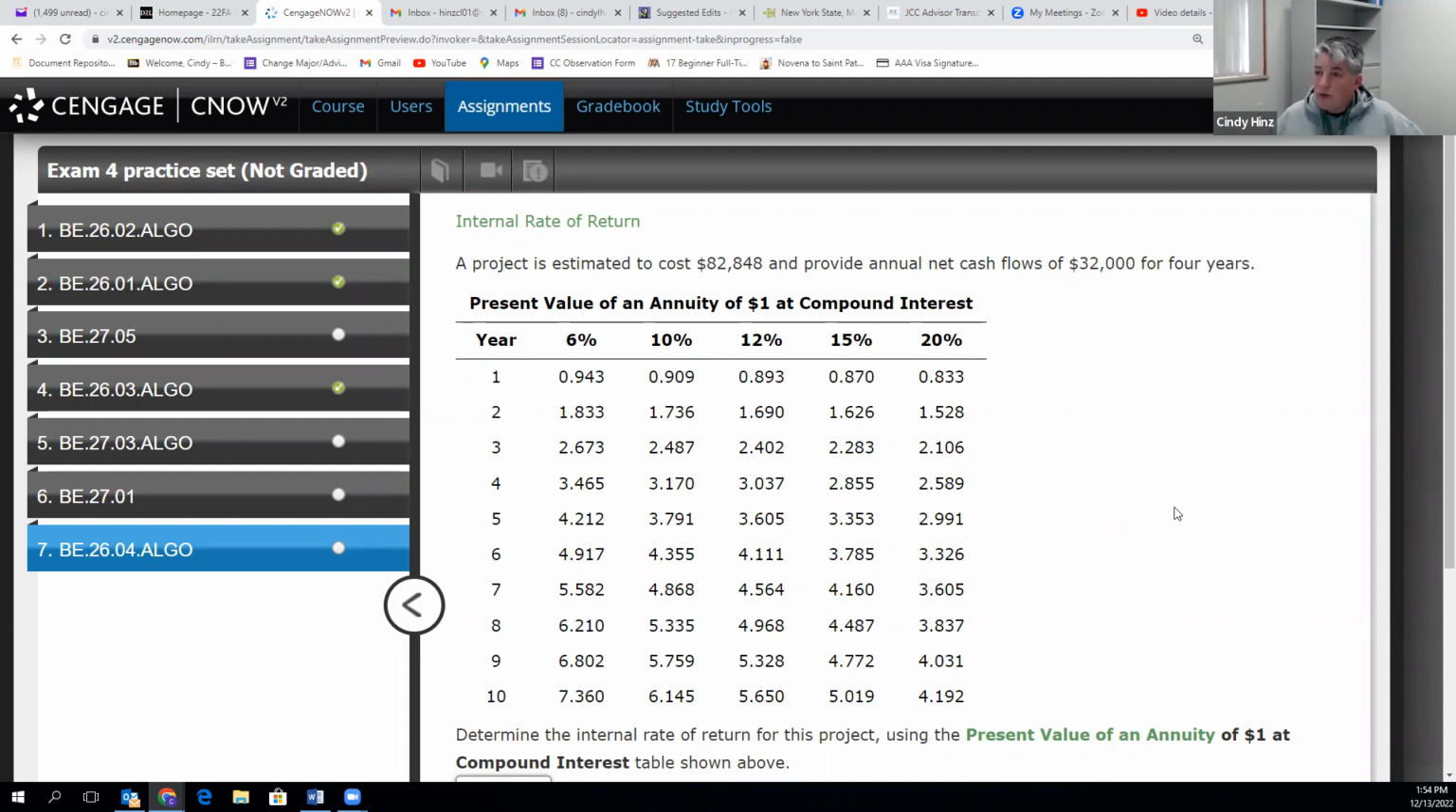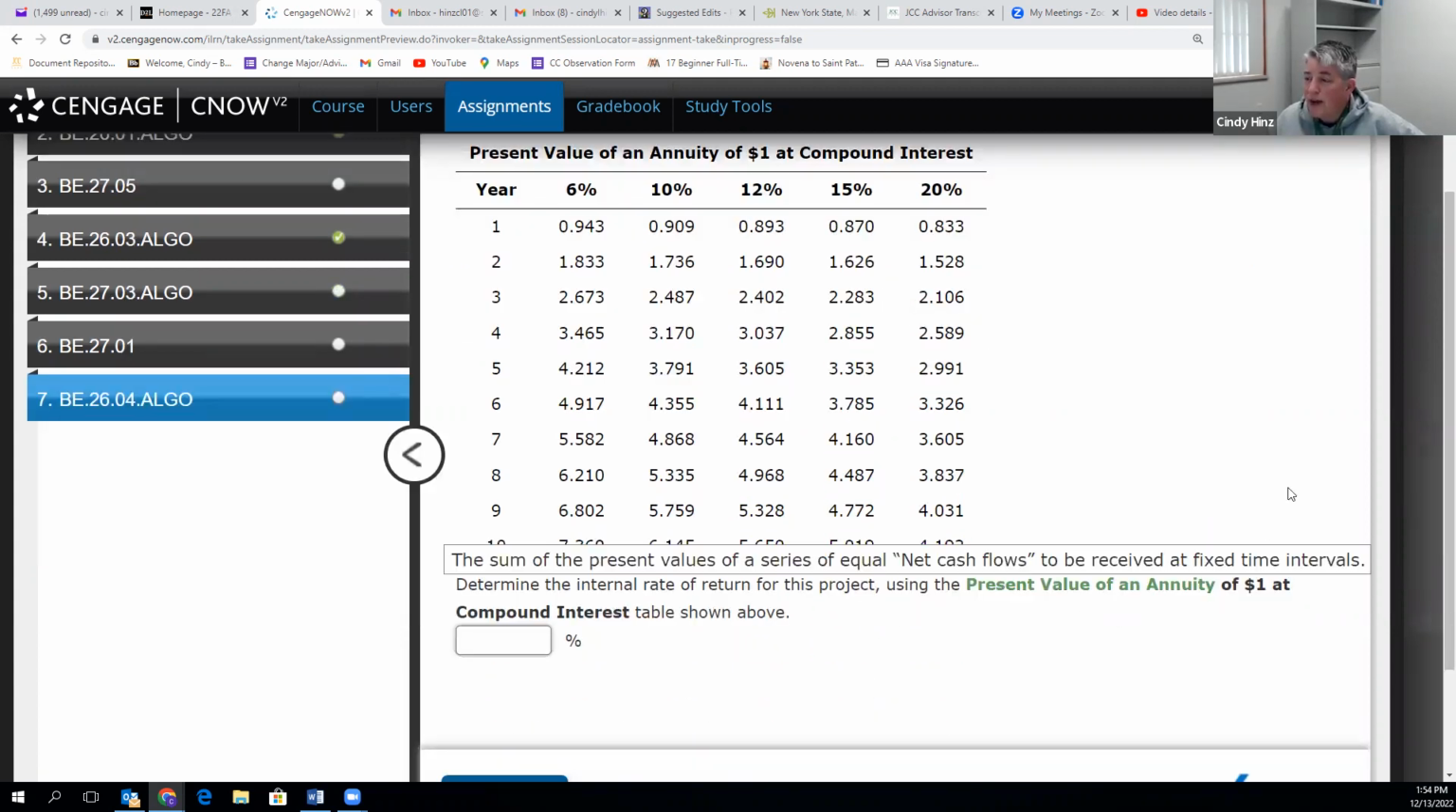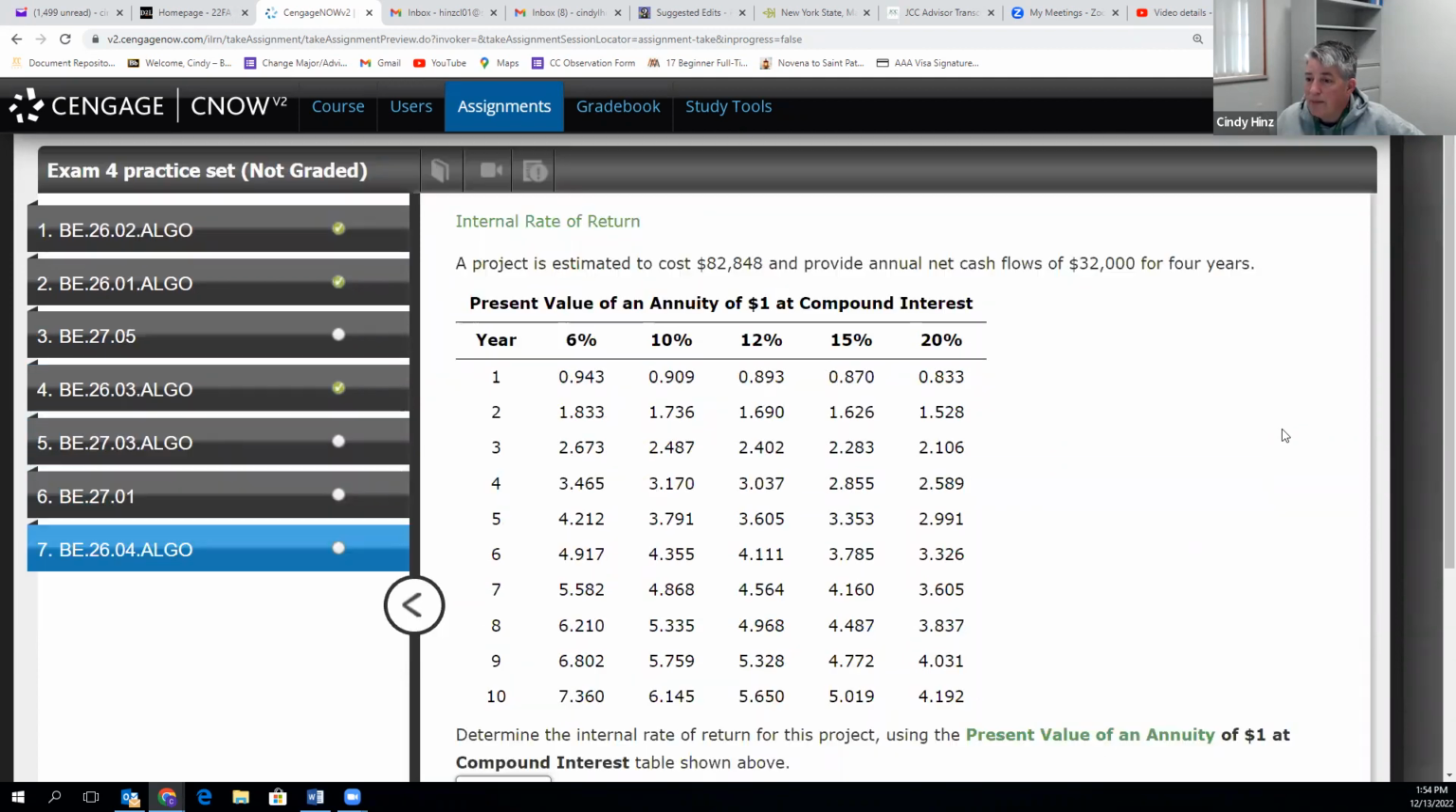So, internal rate of return. A project is estimated to cost $82,848 and provide annual net cash flows of $32,000 for 4 years. We're asked to determine the internal rate of return for this project using the present value of the annuity of $1 at compound interest table shown here. So to do the calculation, we take the upfront cost, and we divide by the annual cash flow.